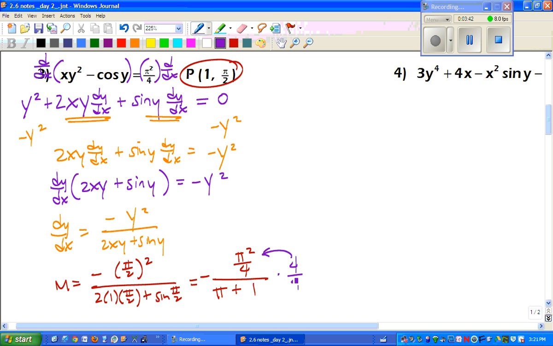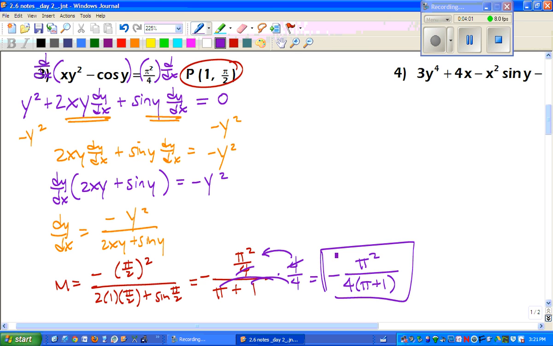When we multiply the top by 4, those cancel out, and we just have pi squared. On the bottom, we distribute that 4 to both parts, or we can leave it factored out. Let's go ahead and just leave it factored out. So we can leave it like that, or like I said, 4 pi plus 4.